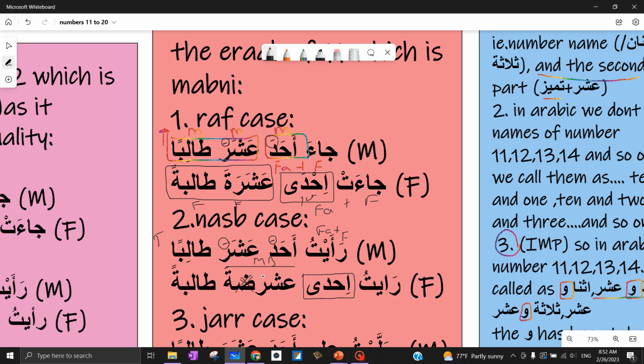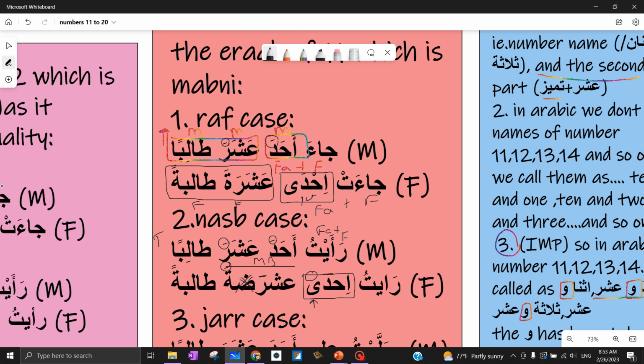In case of feminine, you see ihda, the numbers are feminine. This is a typing mistake. Asharata, this is also mabni on fatha, and here also this is a weak letter, so we cannot write a fatha over it. We will assume a fatha, since alif maqsura is a weak letter and cannot carry any haraka, so we will assume it as fatha muqaddara here, and this is also mabni on fatha.